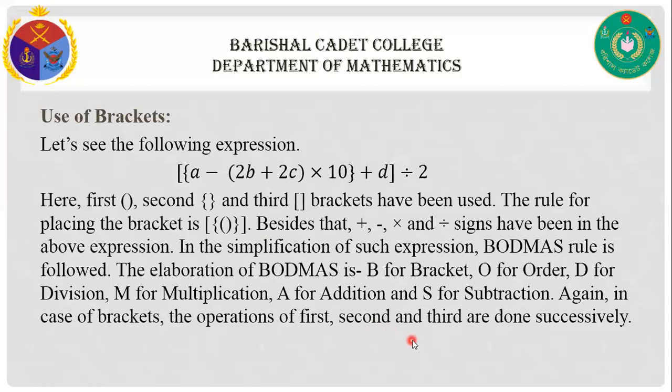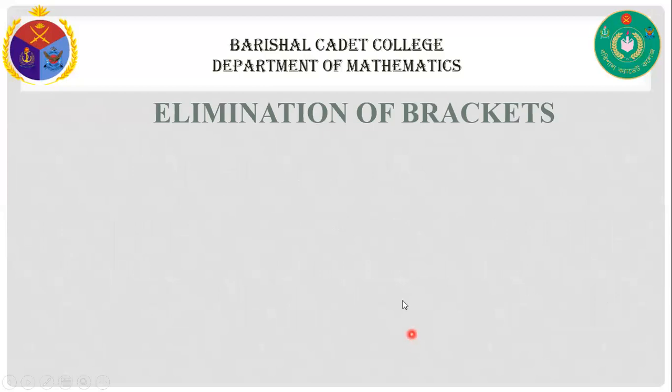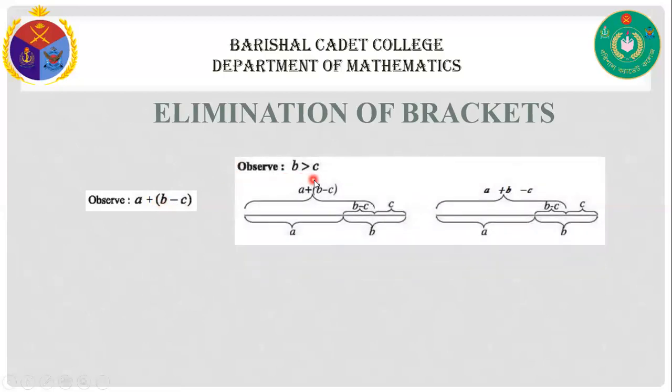And now we see how to eliminate brackets. So here observe a plus first bracket b minus c. Here we have b minus c inside the first bracket, and before the first bracket we have a positive sign. Observe, if b is greater than c, here a is this part, b is this part, and c is this part. So b minus c will be this part.